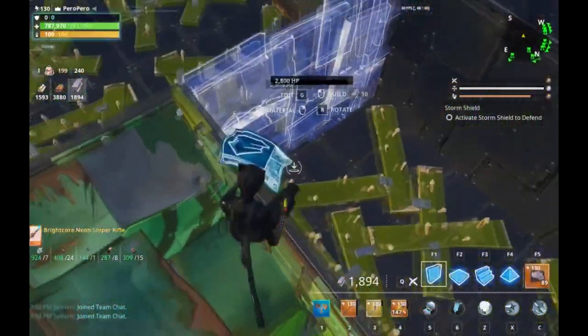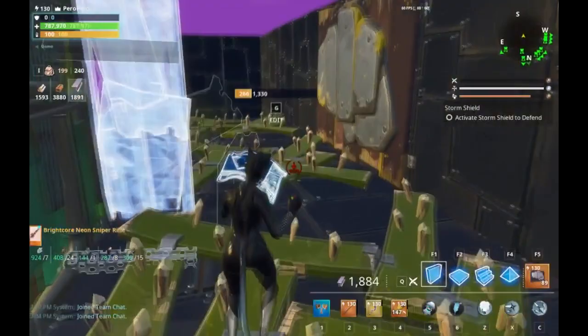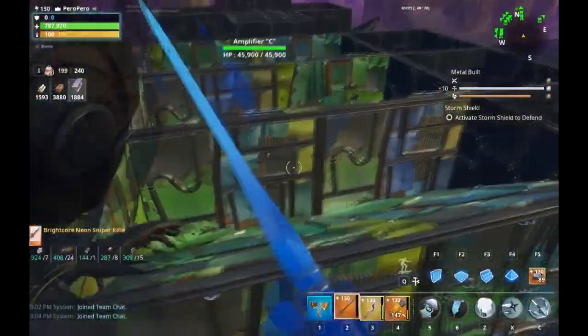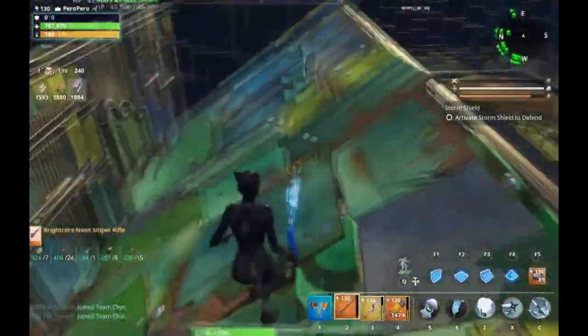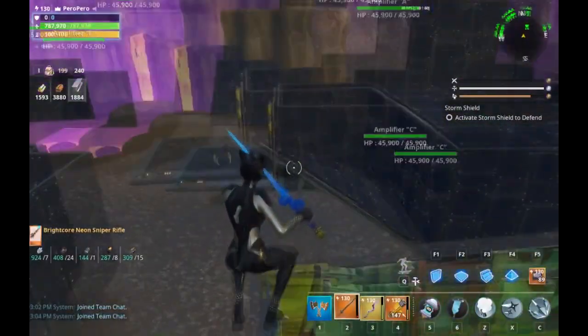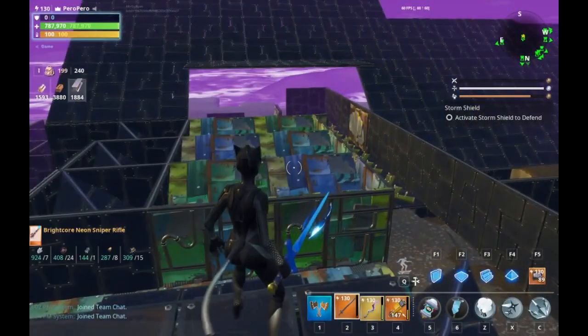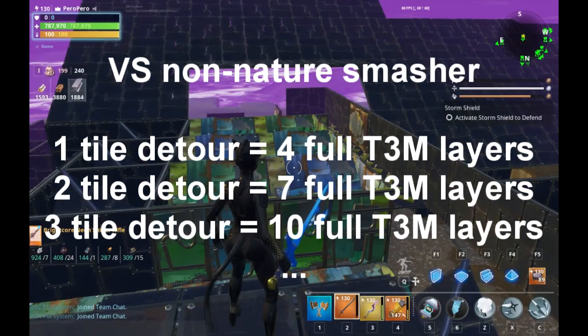But I generally leave it like here, right? And that's fine. Okay, so this will be enough for Nature Smashers, 8 of them, right? So if you probably think that maybe there's a pattern, well, there is. For non-Nature Smashers, 1 tile away, 4 layers; 2 tiles away, 7 layers; 3 tiles away, 10 layers; 4 tiles away, 13 layers, and so on and so on. So it keeps adding 3 every time, with the initial being 4, right?